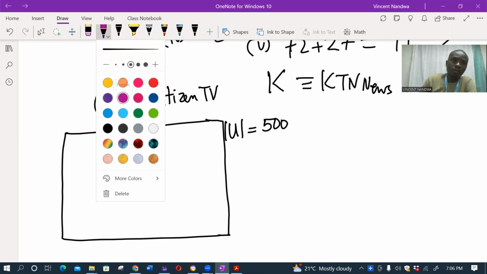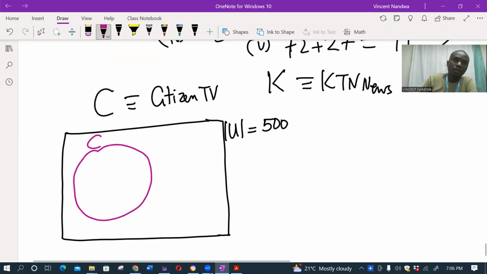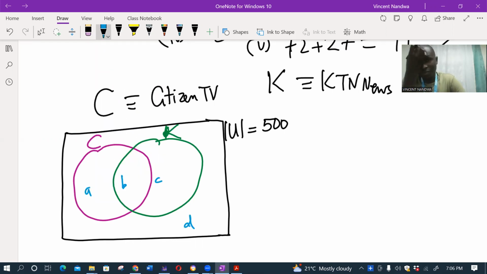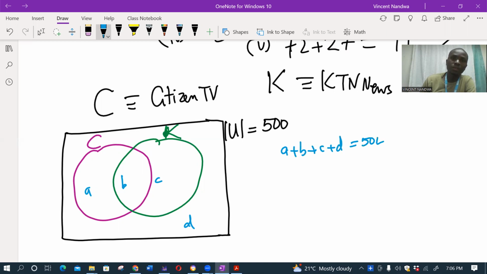And then we have this C, and then we have this K. Without loss of generality, label these parts as A, B, C, and D. So it's very clear that A plus B plus C plus D total is 500. Call it equation 1.